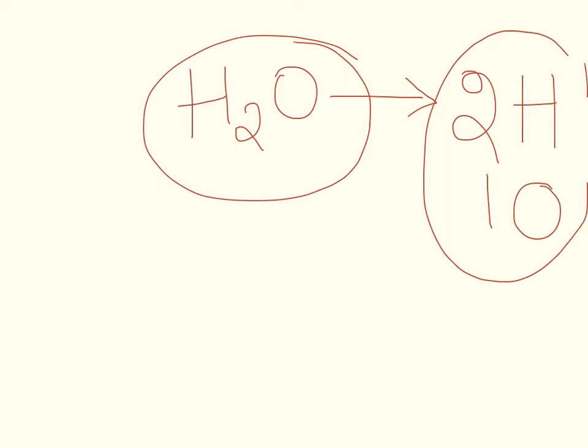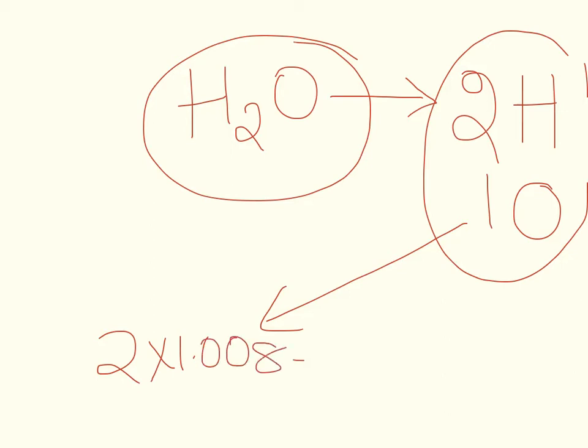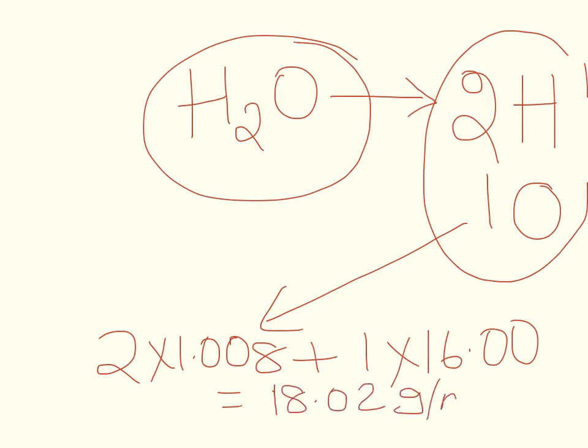So if we want to get the molar mass, how do we proceed from here? So we say 2 times 1.008 plus 1 times 16.00, and then from here we gather that the molar mass is 18.02 grams per mole. We know this. So it gives us the molar mass. The chemical formula gives us the molar mass. It also gives us the relative quantities of each element in a compound, and that is also important.